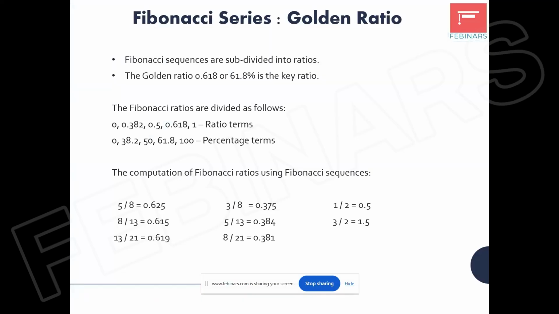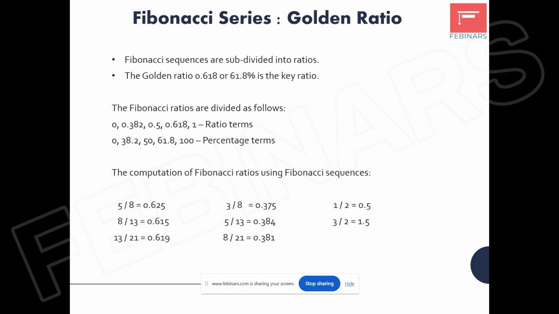So basically the Fibonacci series, the golden ratio is what we call it. It's subdivided into ratios, like what we can call 38.2%, 50%, 61.8%, and 100%. From 0% the series starts, like we can divide it as the golden ratio. We call it the 61.8 retracement, which is the key ratio.